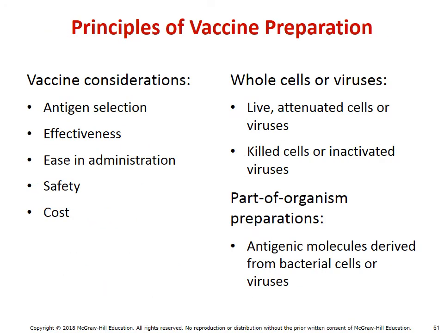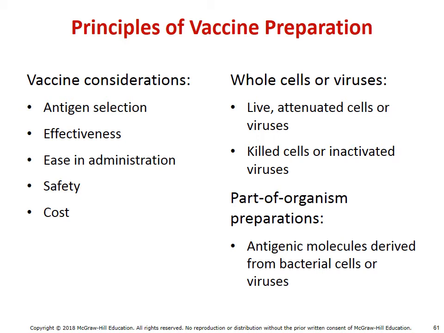So vaccines are very necessary, but there are different types of vaccines out there. We have whole cell or virus vaccines, which give you the whole thing, or parts of organism preparations, which will just be pieces or antigens from a particular bacteria or virus. The idea here is the more like the real thing it is, the more effective we prepare the body to fight it in the future. And so we like whole cell or viral vaccines because it offers us greater protection.